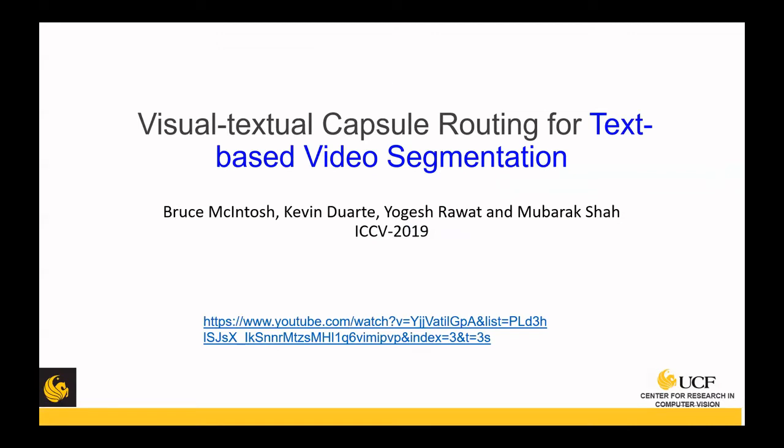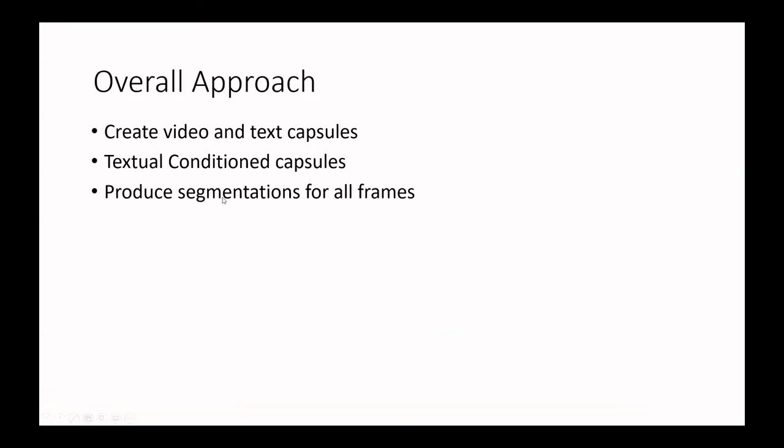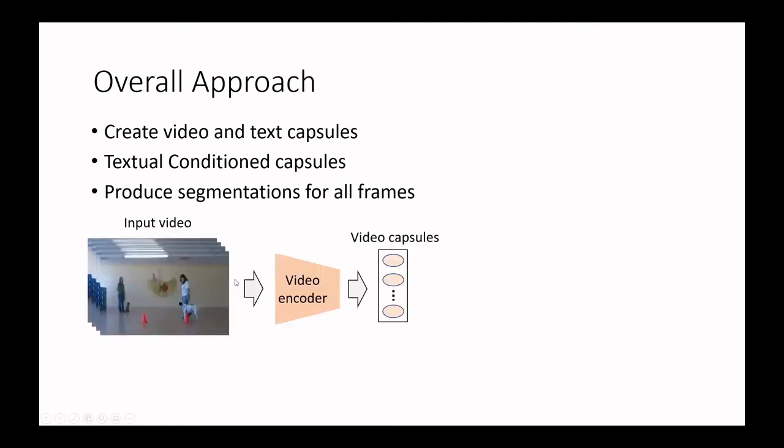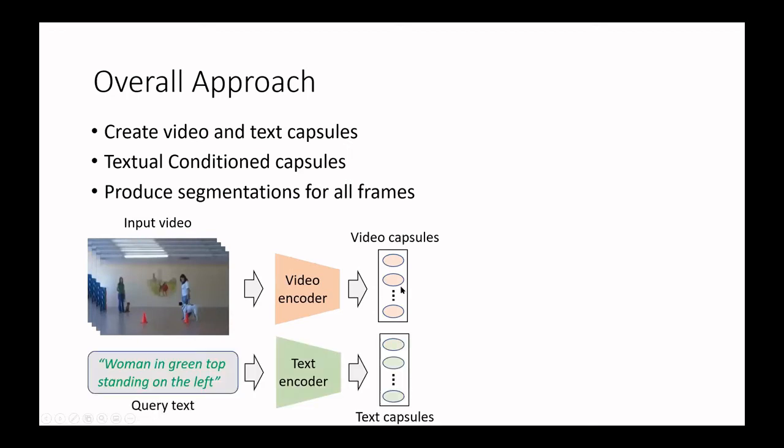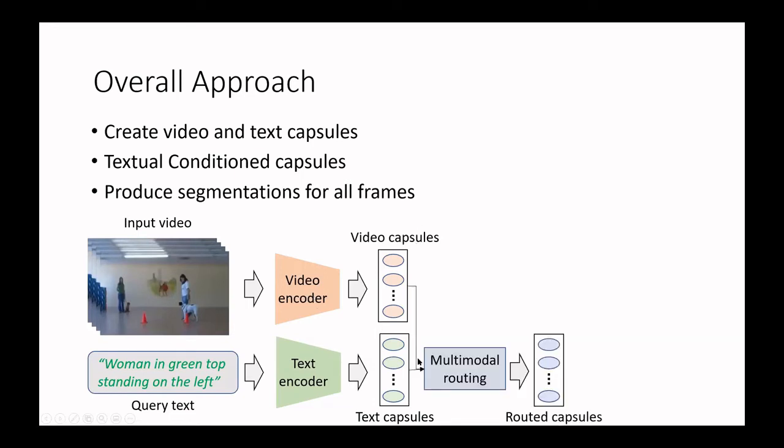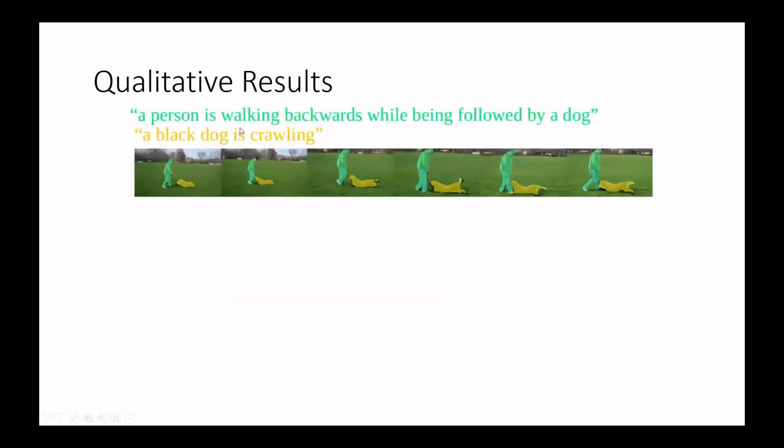So then we can use also capsule on the text-based video segmentation. So here, the idea is that we are given the sentence and the video instead of the frame segmentation in the previous work. We want to do the segmentation. So we are given the video, we do the capsules, and we are given the sentence also, woman in a green top standing on the left. So we encode text, we encode video, and we get these capsules and combine them, and we get segmentation.